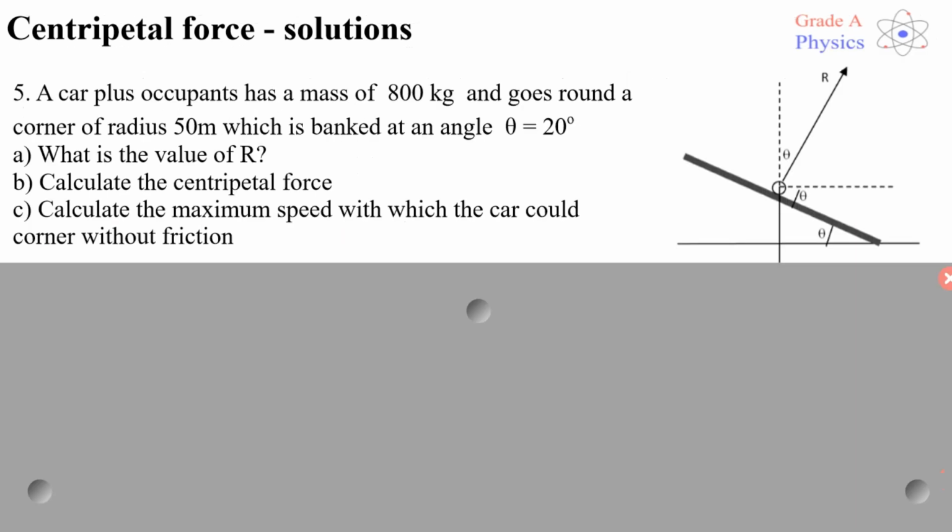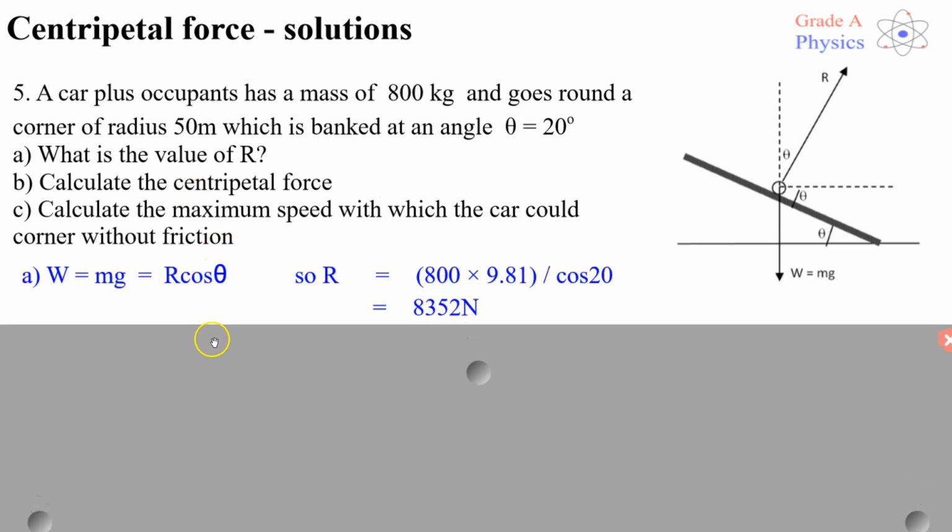Final question. So we've got a banked corner. You may or may not get a diagram for this in the exam. If we're told that the angle of elevation, the banking, is theta, then that's going to be the same as these angles here, and we can work this through just with geometry. If this is 90, this is 90 minus theta, so that will be theta, and this is theta up here. Okay, so we're told the mass, the radius, and the angle. What is the value of R?